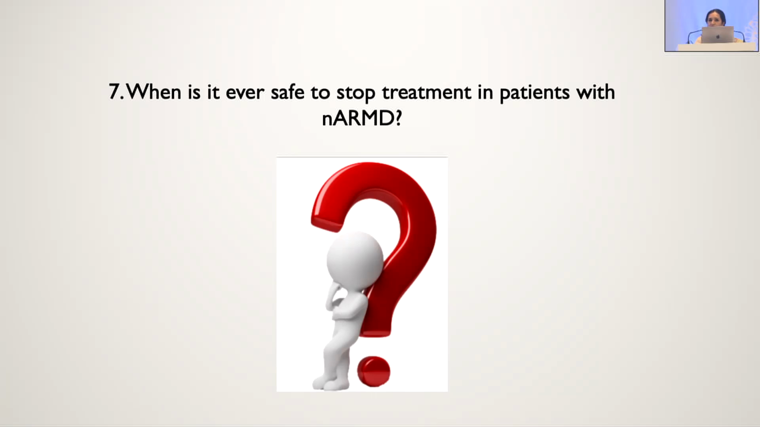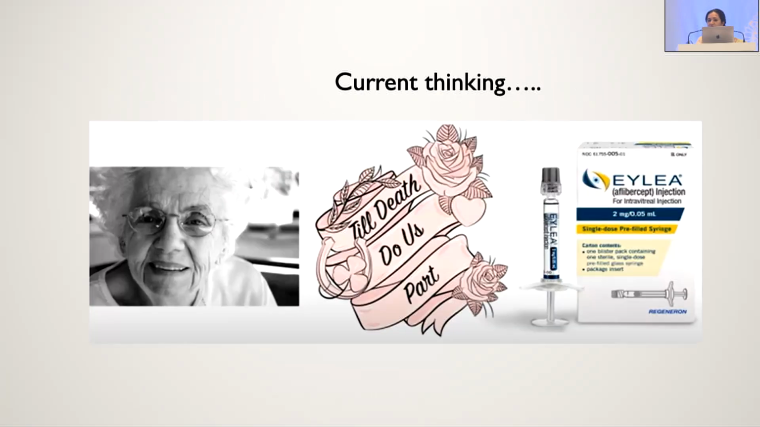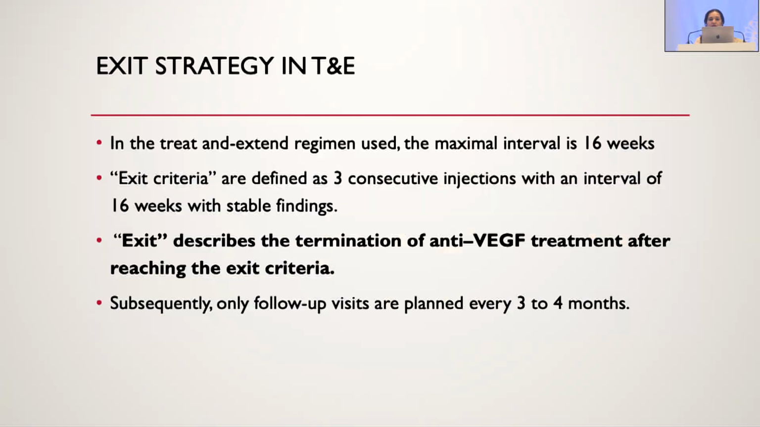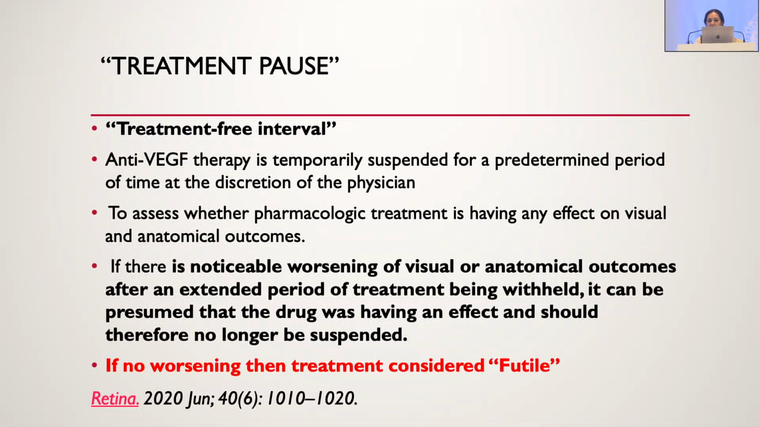And when to stop treatment, again, is the $1 million question. This can also be based on OCT and OCT angio. You could consider an exit if you have extended the treatment to nearly 16 weeks for 3 consecutive times. You can very closely follow these patients on multimodal techniques and give them a treatment pause.